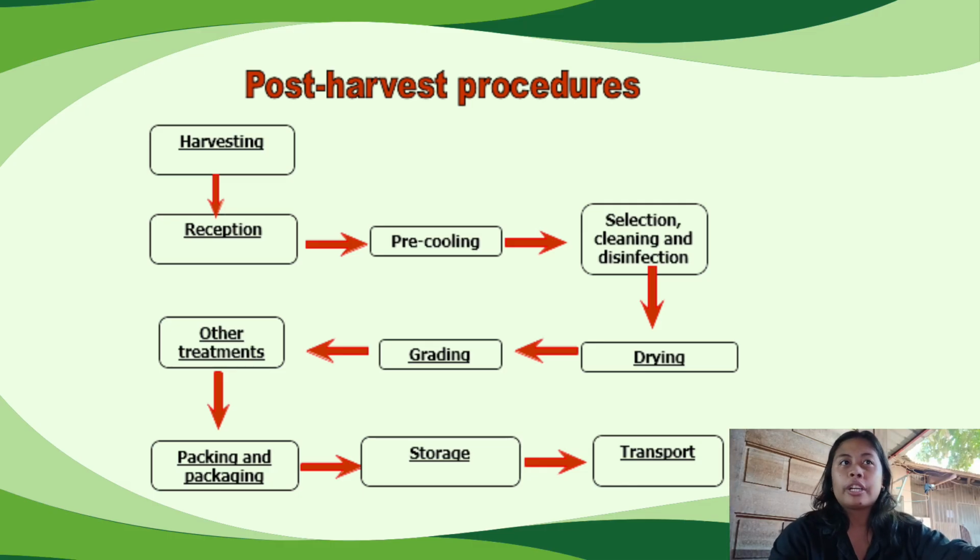So, the flow of the process starts with harvesting. Harvesting is taking the produce from the farm. Next is reception, where the products are received, then checked. After that is pre-cooling. Pre-cooling is important to cool the produce quickly and prevent it from spoiling easily. Next is selection, cleaning, and disinfection.